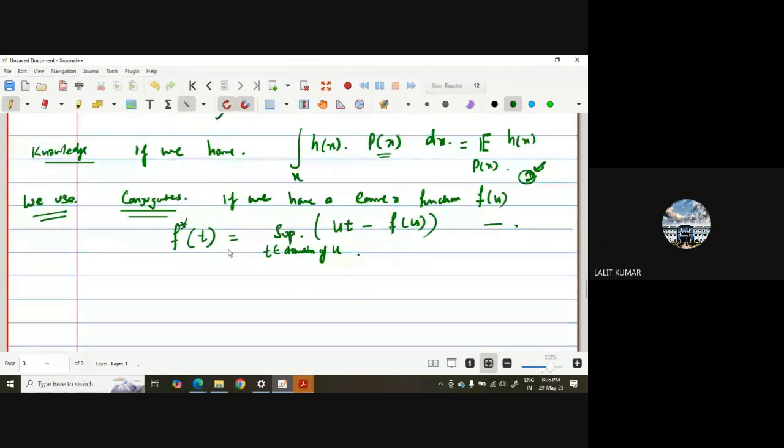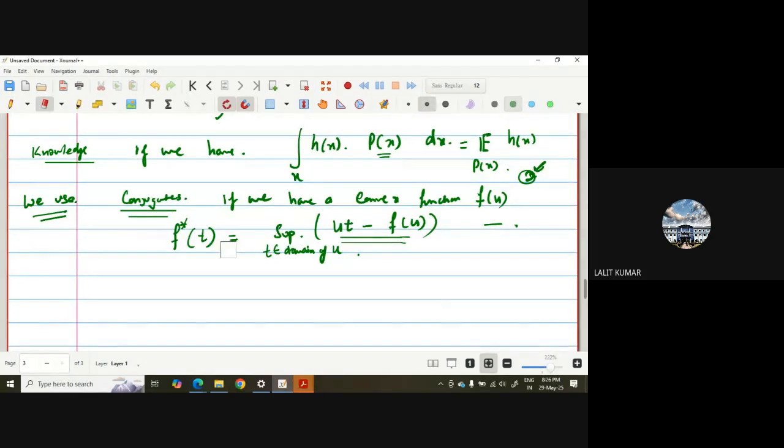What does the conjugate mean? If you have a convex function, it looks like this. At any point, for example at u, you make linear approximations, and whatever is the supremum of that gives you the conjugate. So it is an approximation, and if you see, this is a linear line. If you draw it, you can read further.